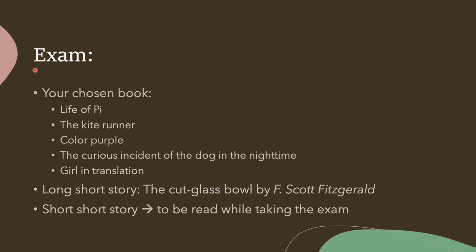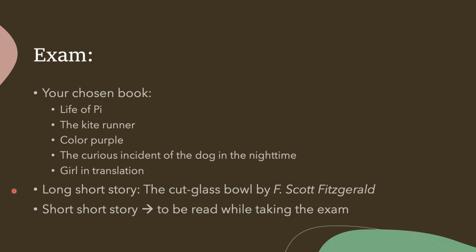Okay, so for your exam, you had to choose a book. You've either chosen The Life of Pi, The Kite Runner, Color Purple, The Curious Incident of the Dog in the Nighttime, or Girl in Translation. Hopefully by now you've either finished your book or you're almost there.